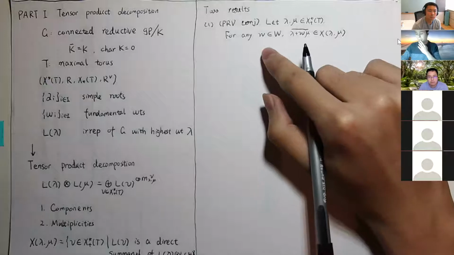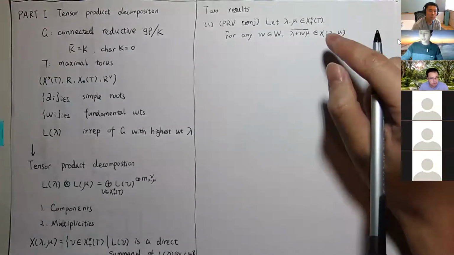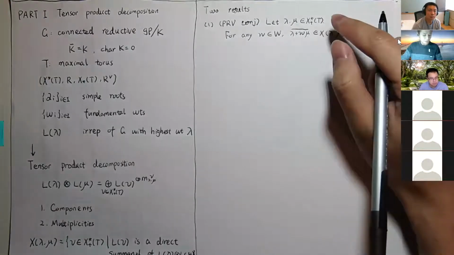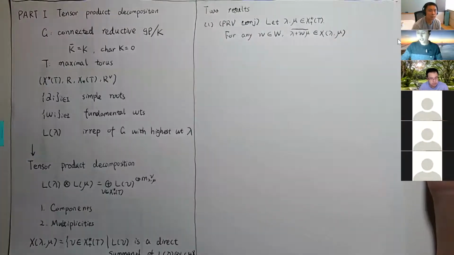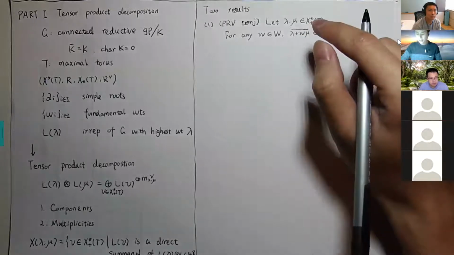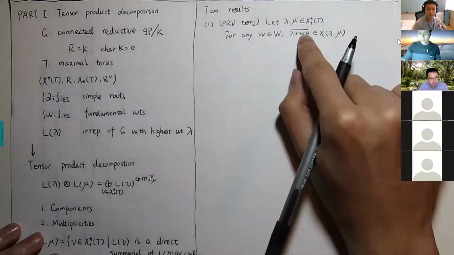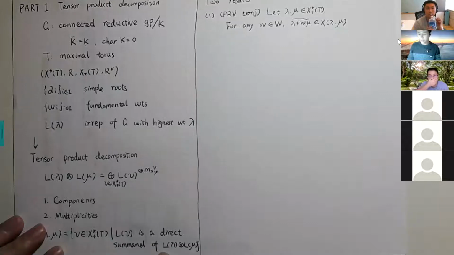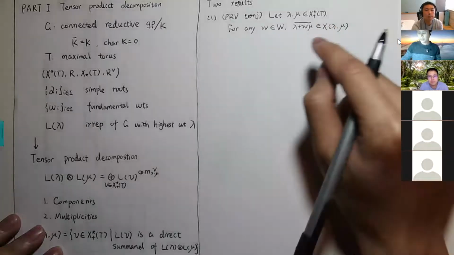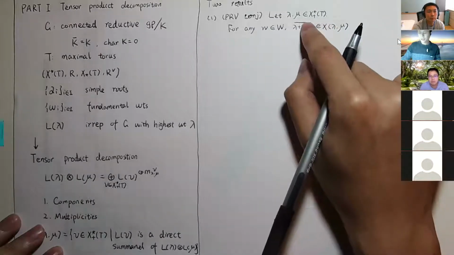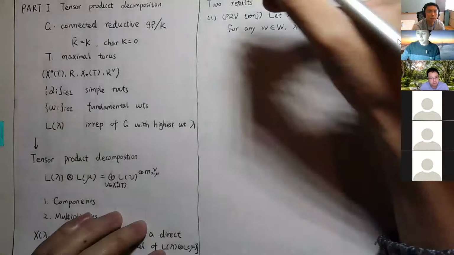It was proved first by Kumar, and also Lusztig, Rajeswari, and Littelmann later gave different proofs separately. This conjecture also has a positive characteristic version, which was extended by Mathieu. From this, we know that L of lambda plus w mu bar is a direct summand of this tensor product. In the positive characteristic case, what we have is actually that it is a subquotient of this tensor product. But we don't need that today.